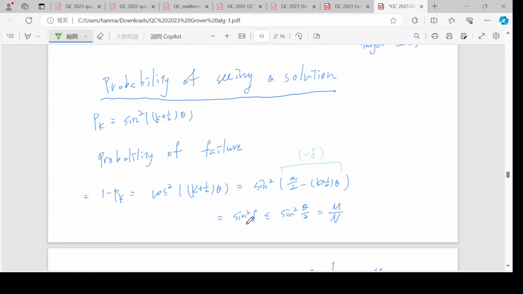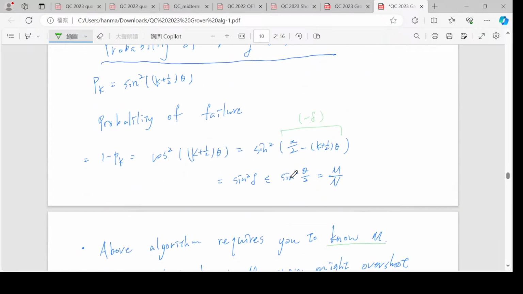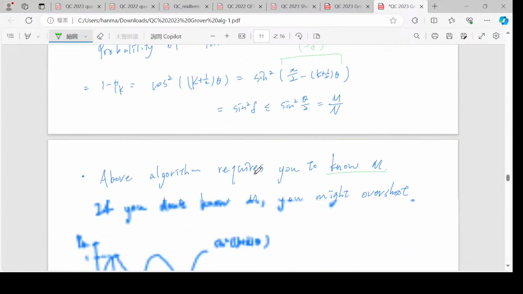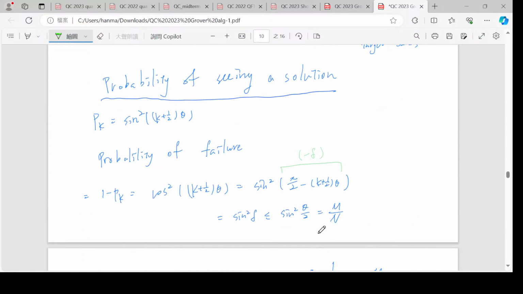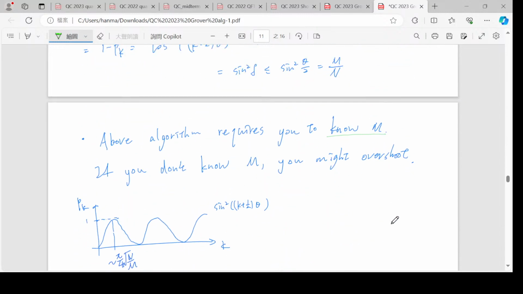And yeah, so this area is cosine square of (k plus 1) over 2 theta, and that's about sine square delta. And as we know, sine square delta is less than sine square of theta over 2, which is equal to m over n. Okay, so you see the error probability is pretty small. As your n gets bigger, then this will get smaller. So we have a very good error probability. Now, go to the tricky part.